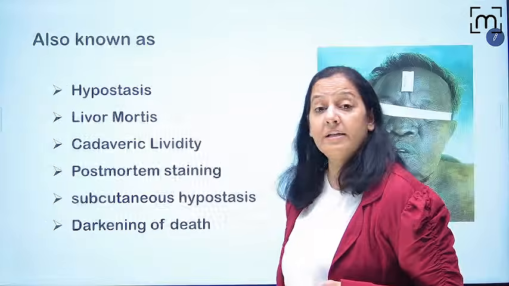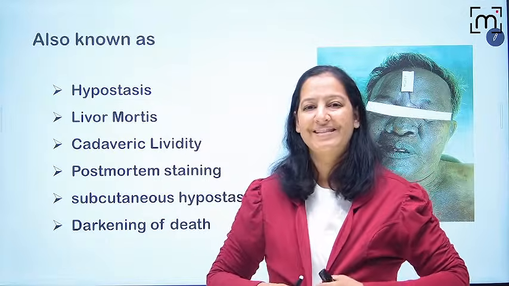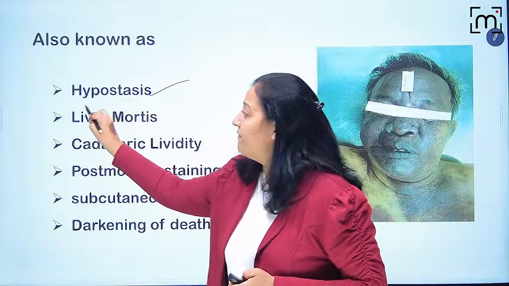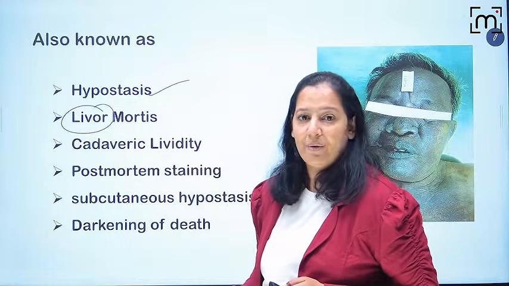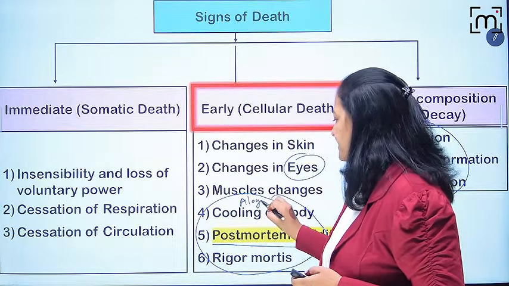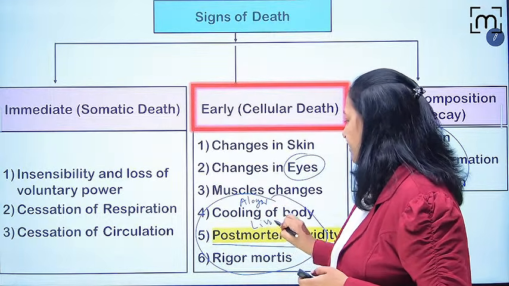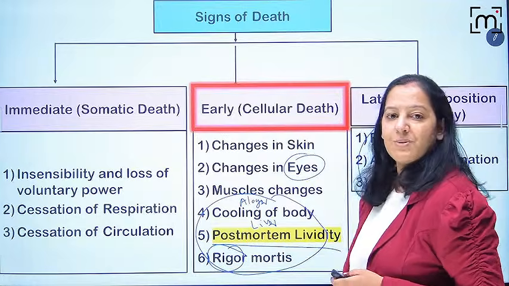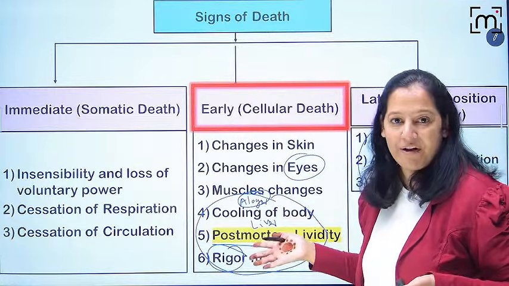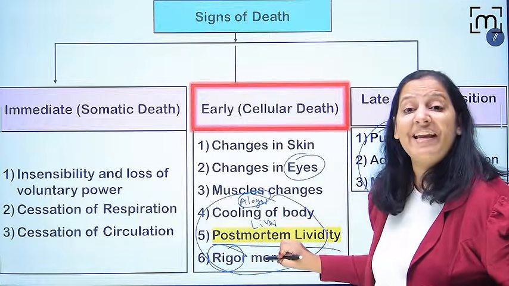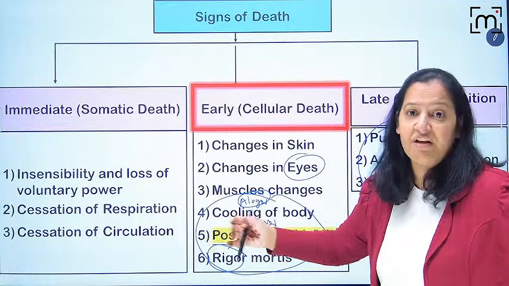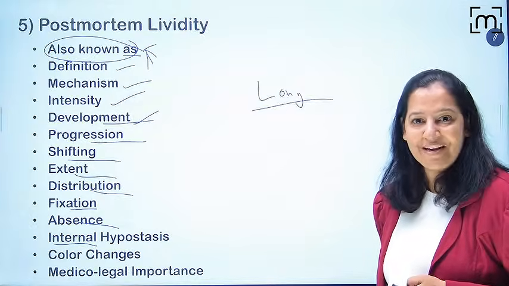Postmortem lividity. It is also known as what? It is also known as hypostasis. It is known as Livor mortis, not rigor. I told you three mortis: this is Algor mortis, this is Livor mortis, and this is Rigor mortis. So understand the three mortis. They are different. Algor mortis is cooling of the body. Livor mortis is staining of the body. And rigor mortis is contraction of the dead body after initial relaxation. All three terms are different.